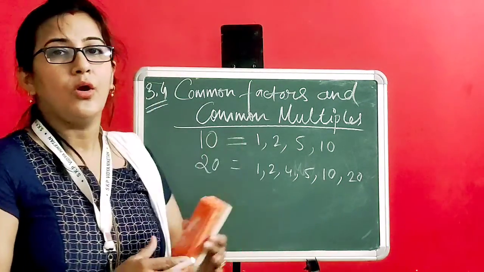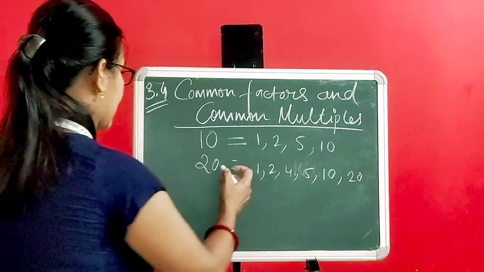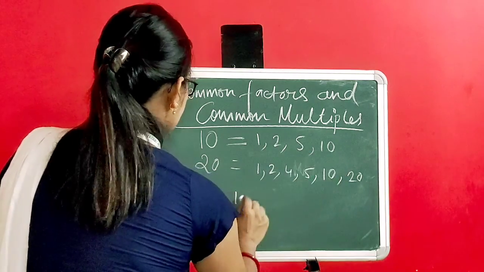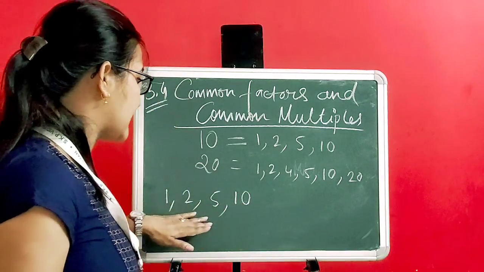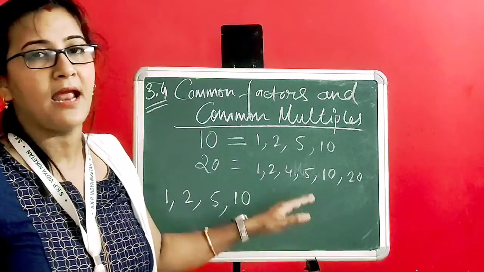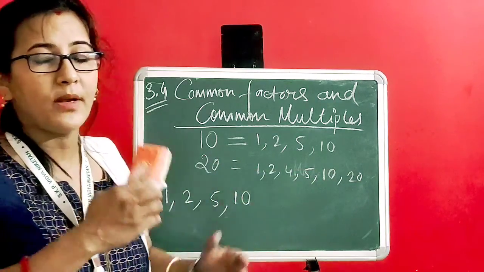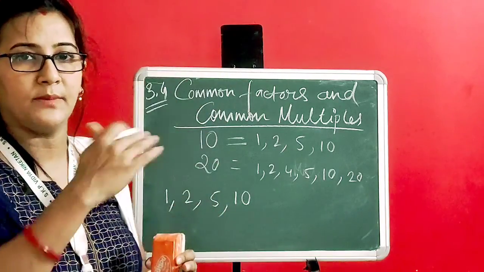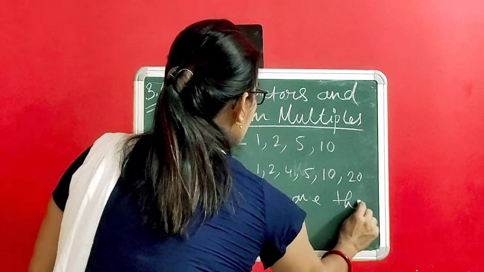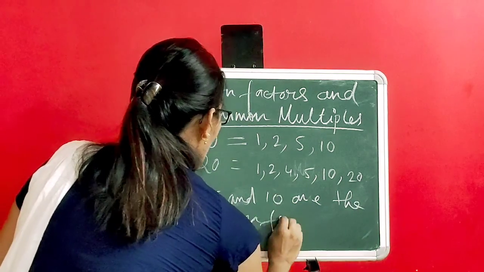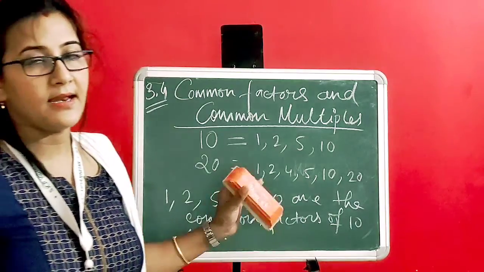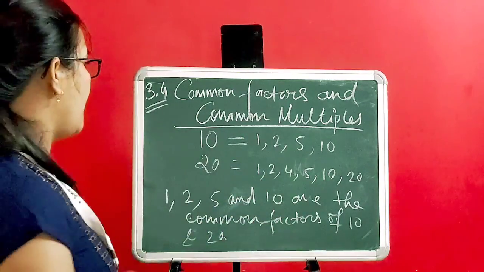So from these two, what is the common factor that we have to extract? From here we can see 1, then 2, then 5, then 10. These four factors are available in both 10 and 20. That is why 1, 2, 5 and 10 are the common factors of 10 and 20. Common means which is present in both the numbers, in both the cases. Clear?